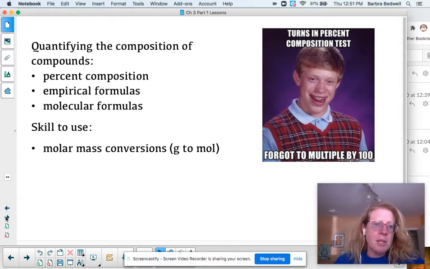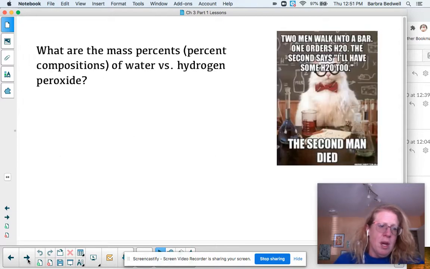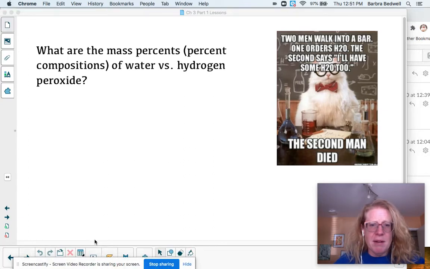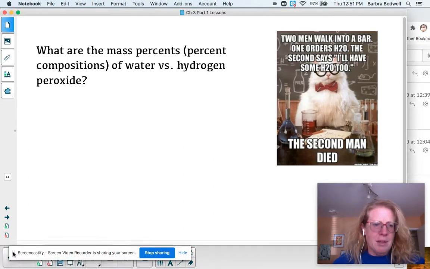So percent composition, just so you know, is also known as mass percent. Those two phrases are equal. Mass percent, percent composition, they mean the same thing. So don't let that one trip you up. I'm not trying to tease you. If you're wondering, wait, what is she asking about now? Those are actually synonyms at this point.